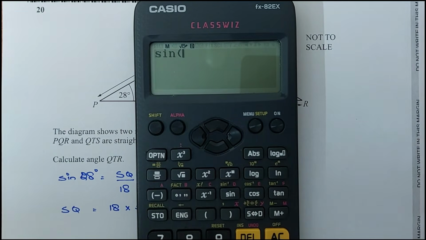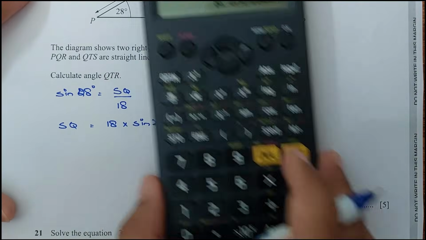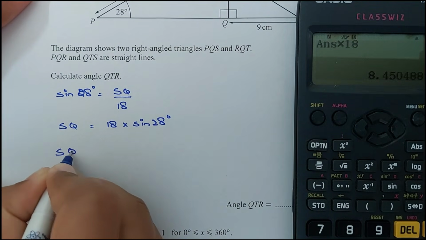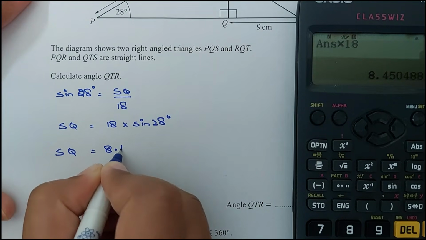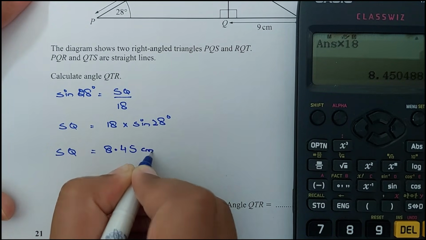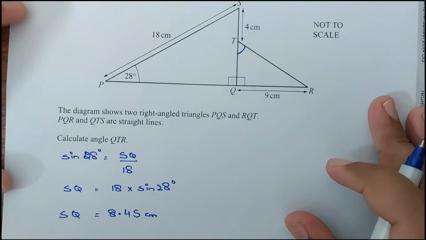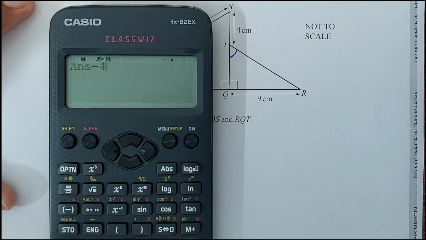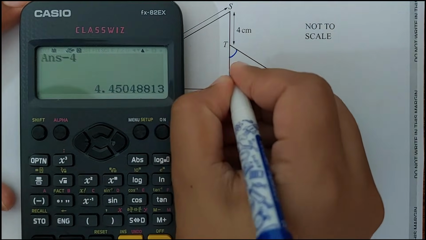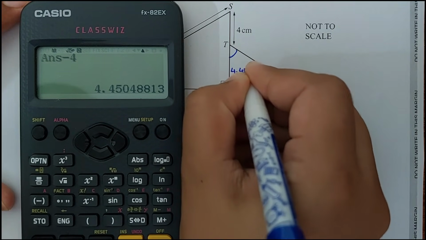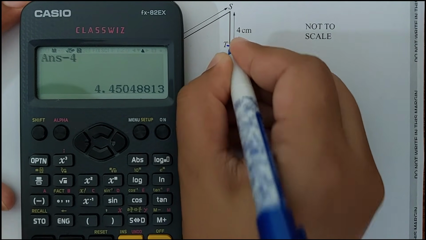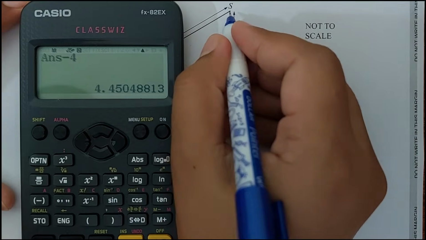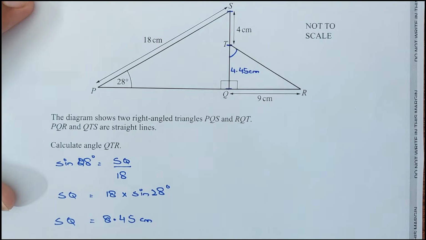Simplify: sine 28 times 18 is 8.45. So SQ is 8.45 centimeters. This whole length SQ is 8.45. So what is that length? You have to take away 4 to get that length. This is 4.45 centimeters, the length of T to Q, and then Q to S is 8.45.